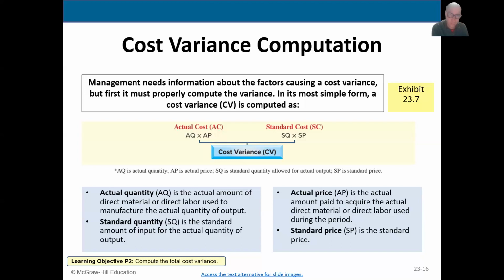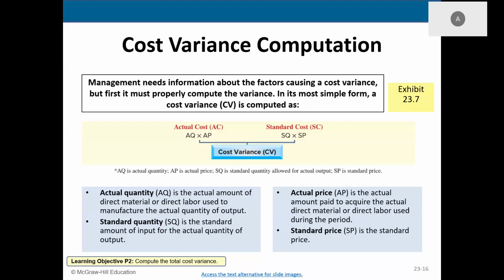Then I need to calculate the standard cost. Well, we know how to do that. We take the standard quantity, the amount I normally purchase, times the standard price, the amount I normally pay. So how do I figure out the cost variance? It's the actual cost minus the standard cost. You see? So that's the basic formula. Okay, it gets a little trickier, but this is the basic formula, and that's what I want you to remember. Actual minus standard.